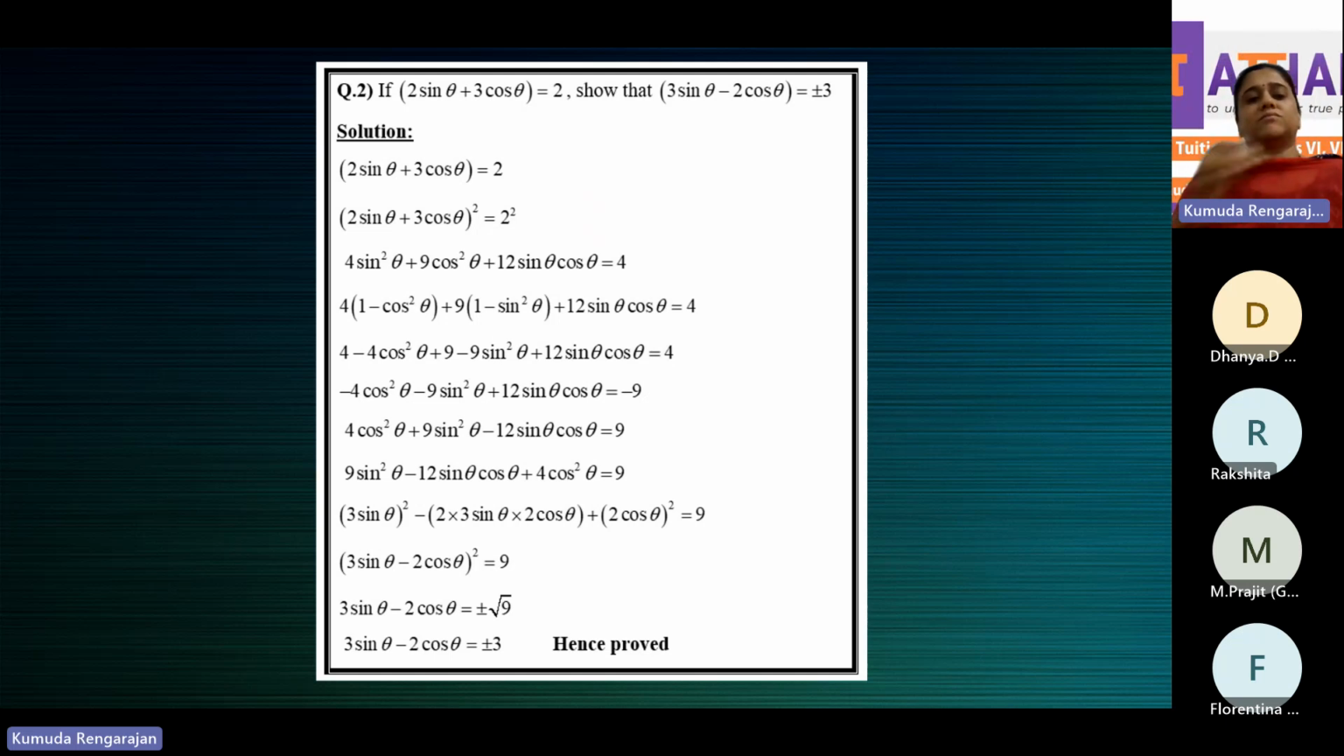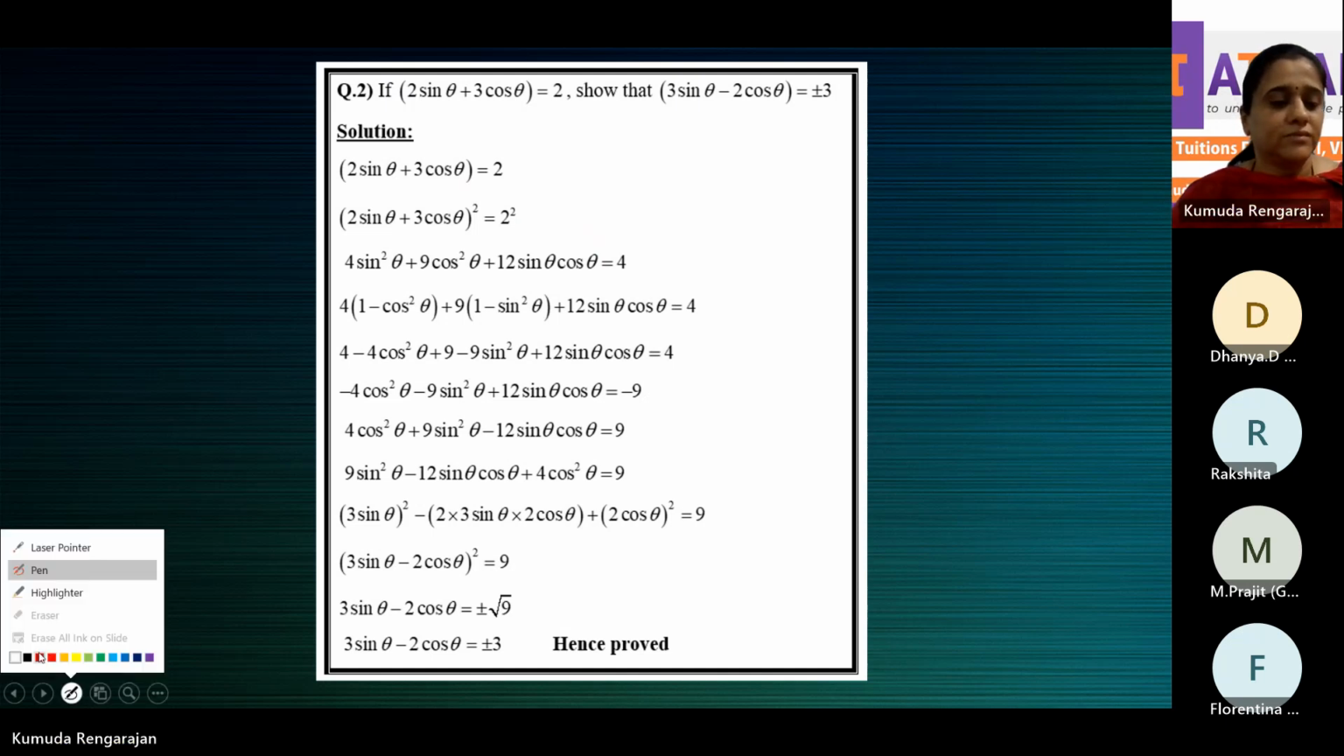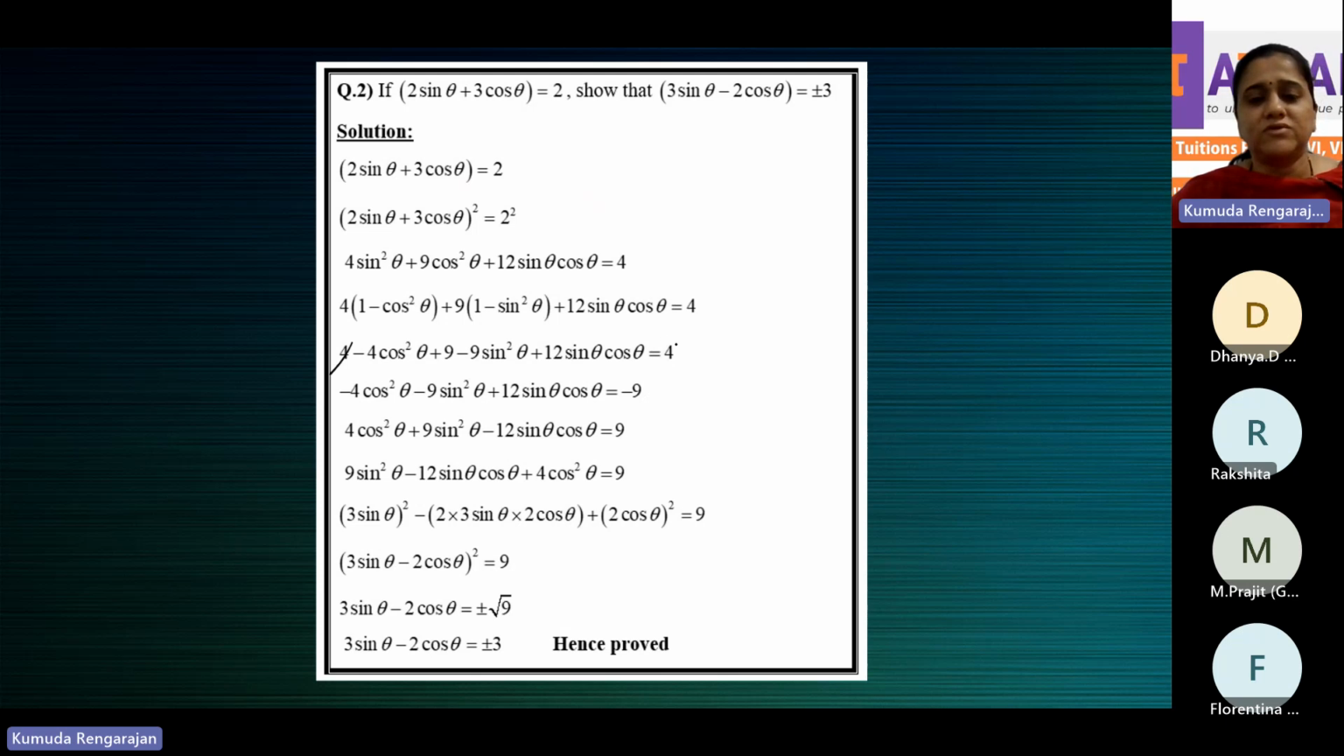Please take the answer. Okay, here I've cancelled the 4 on both the sides. So it is the same, don't worry. Plus 4 and plus 4 get cancelled on both the sides. So this 9 will become minus 9 here.